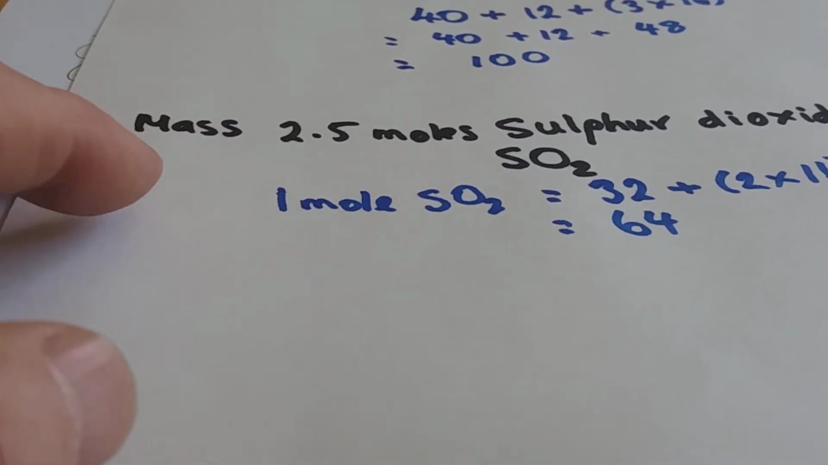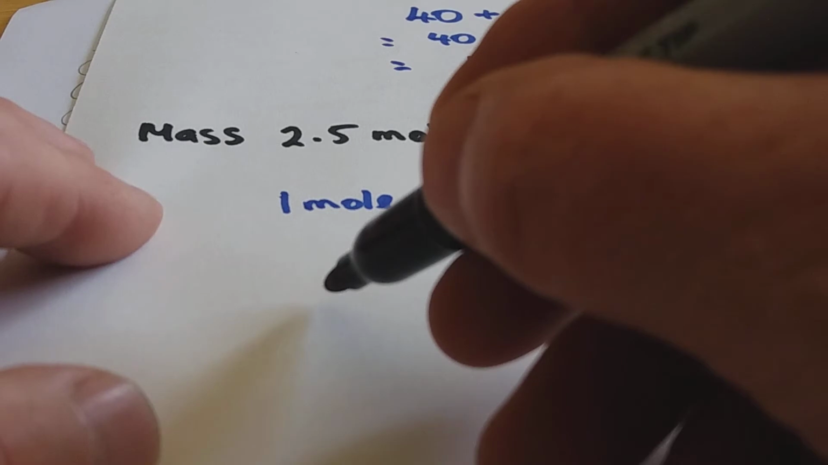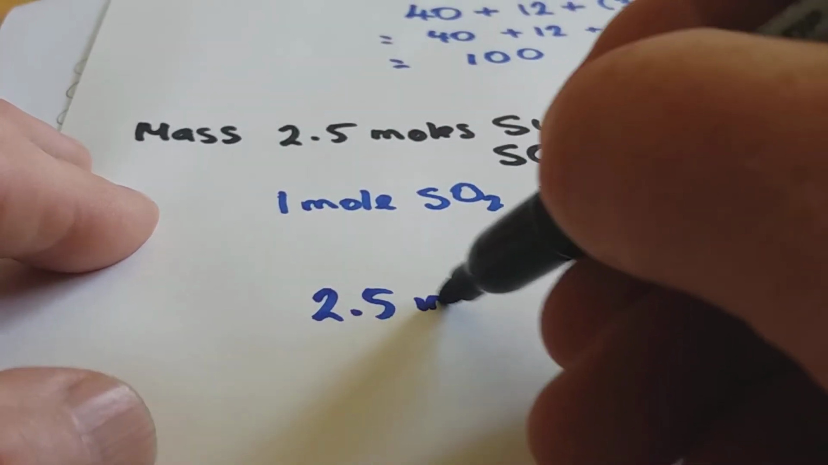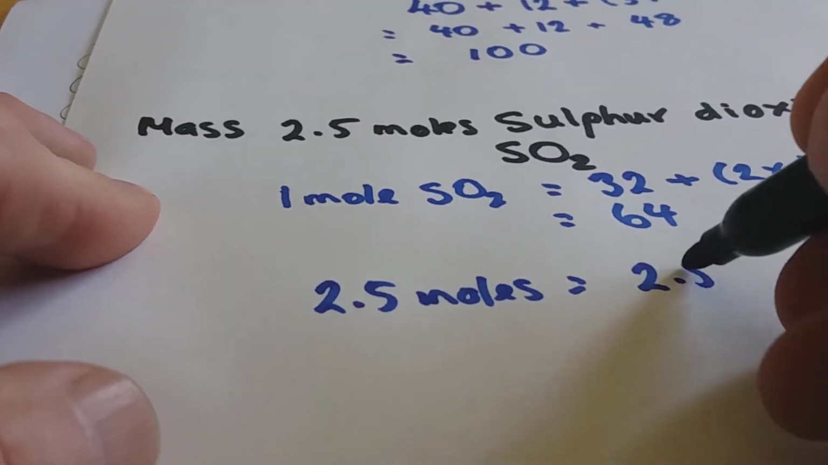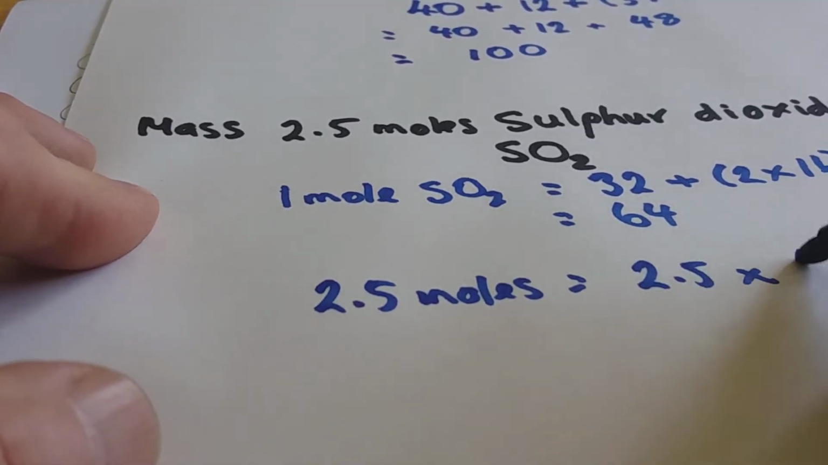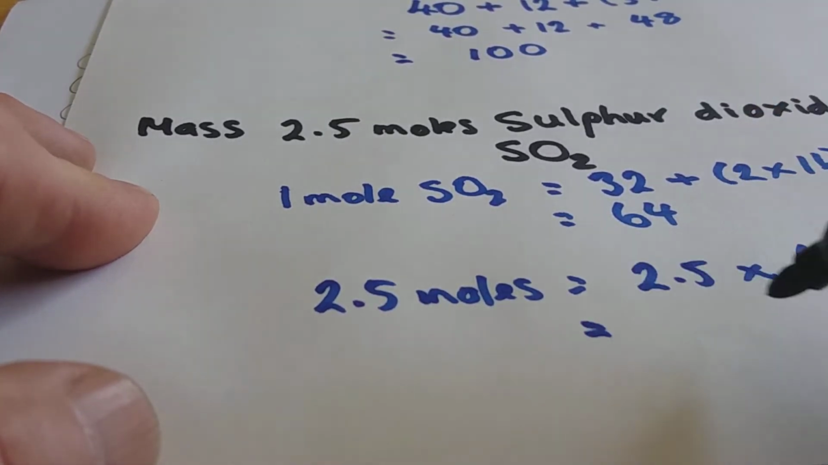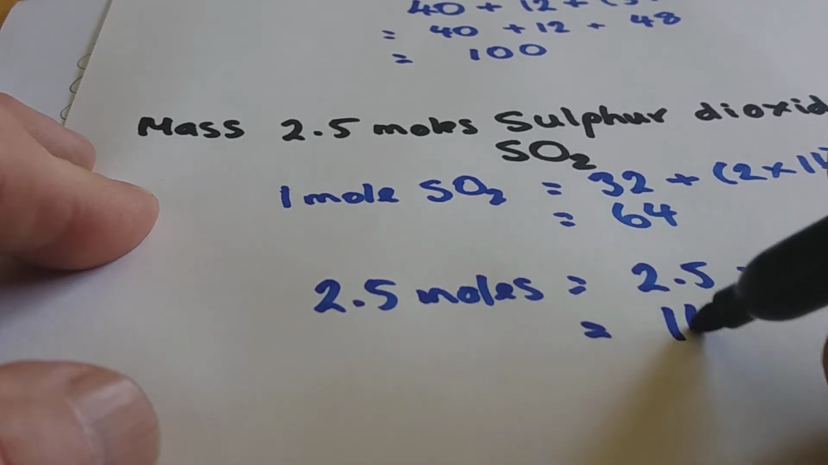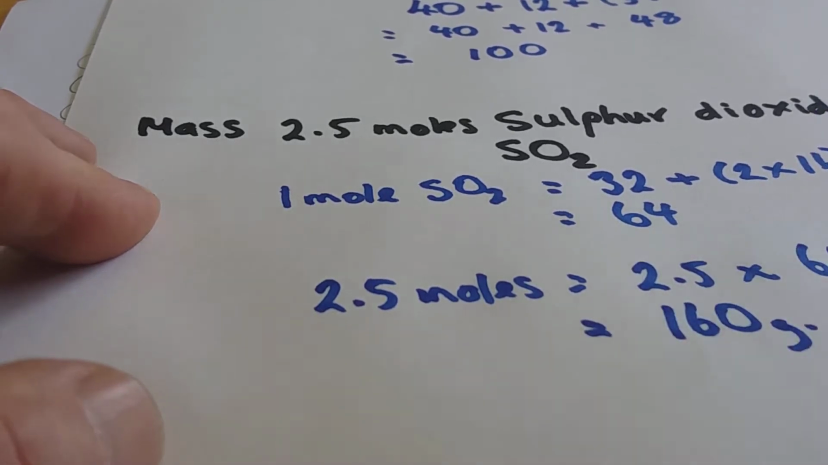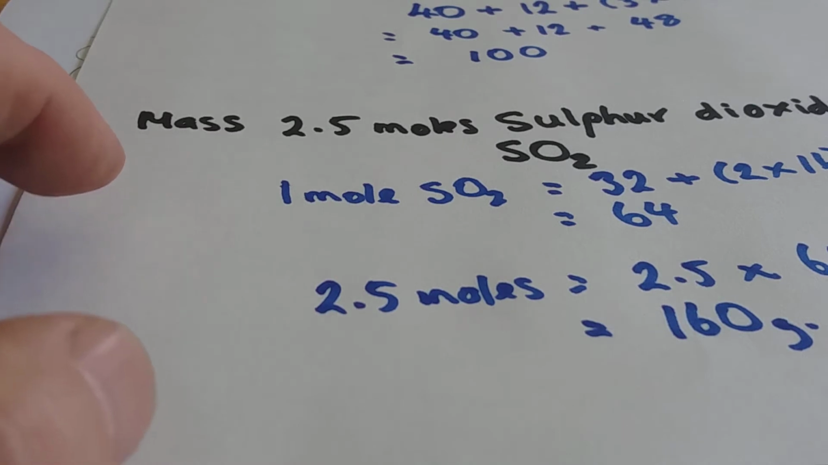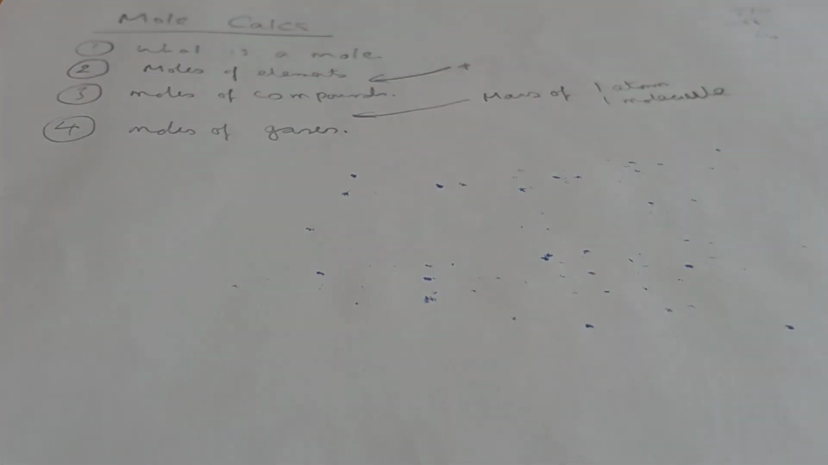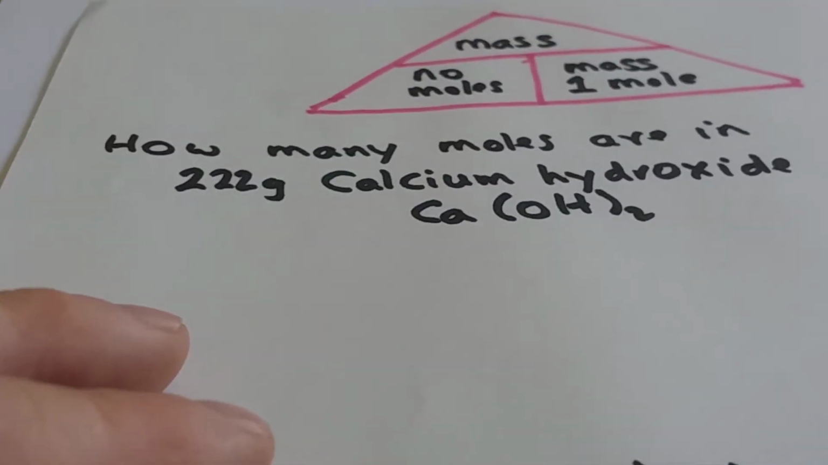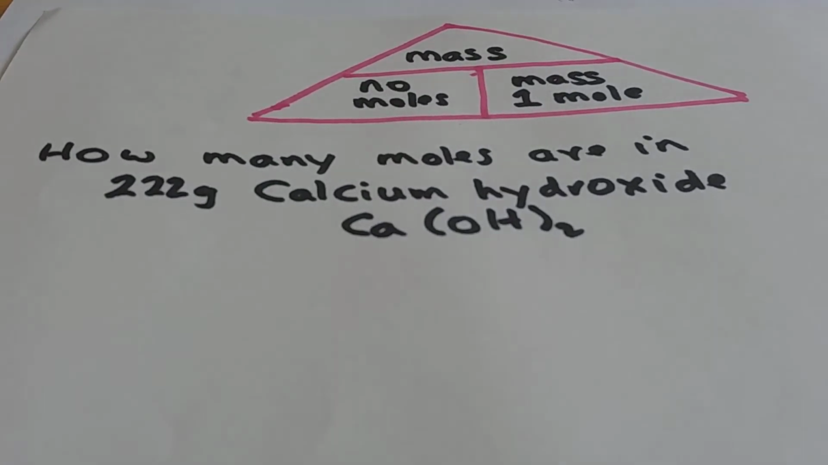So 2.5 moles will equal 2.5 times 64, which will equal 160 grams. Okay with that? Now, moving along with the other ones, again, just using the triangle.